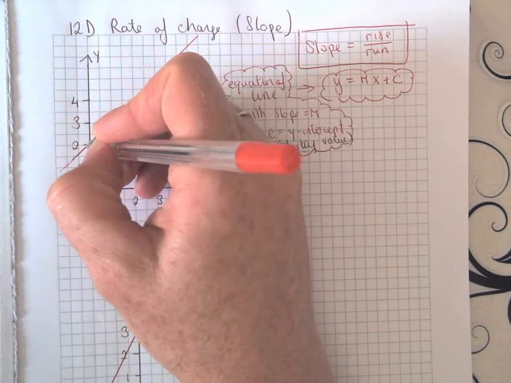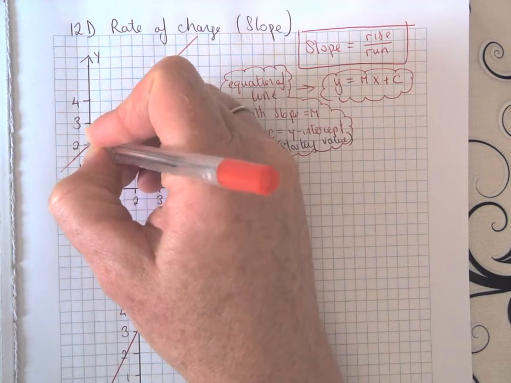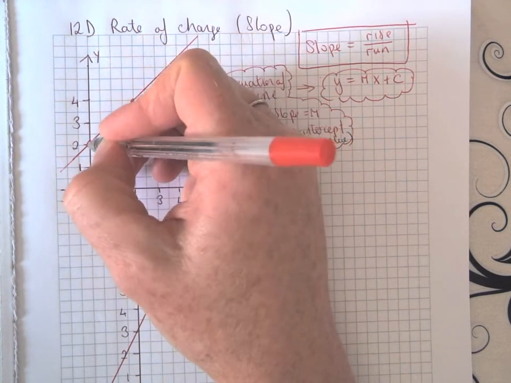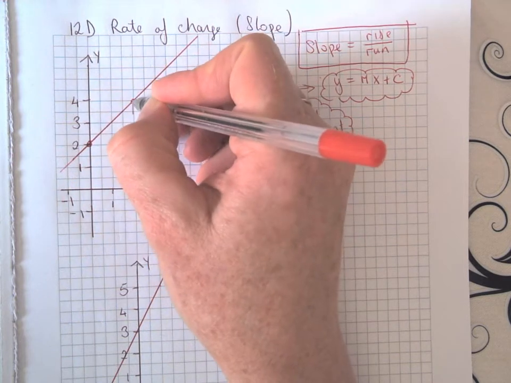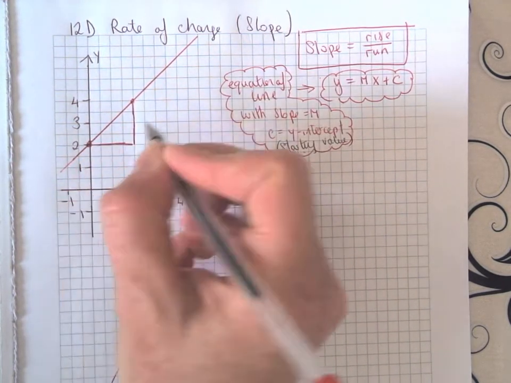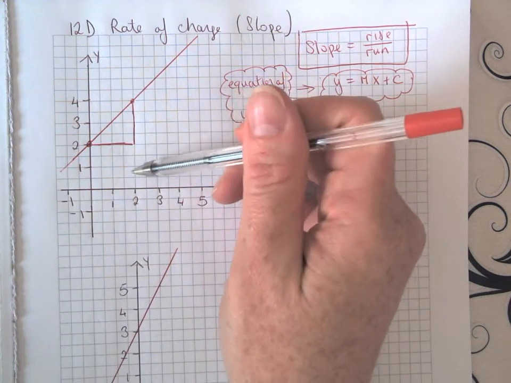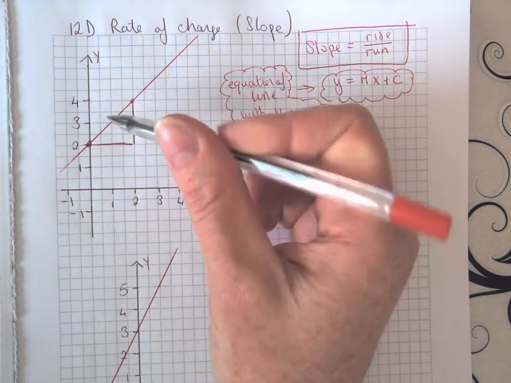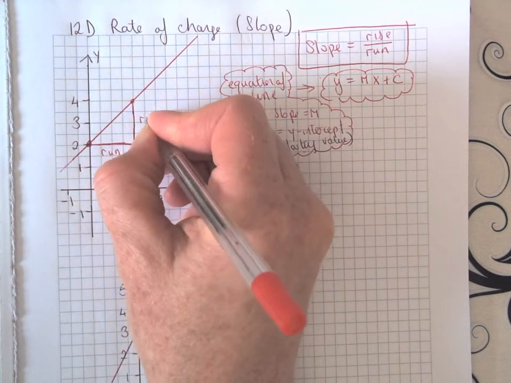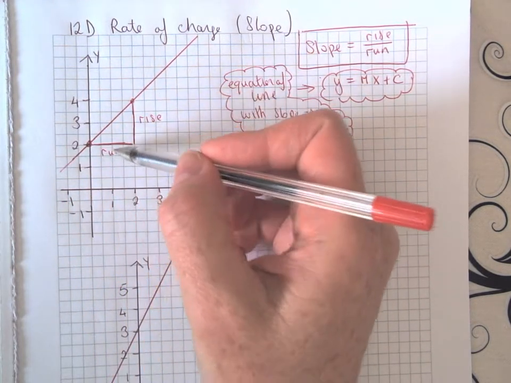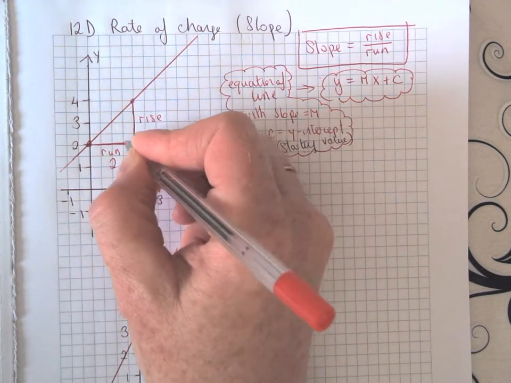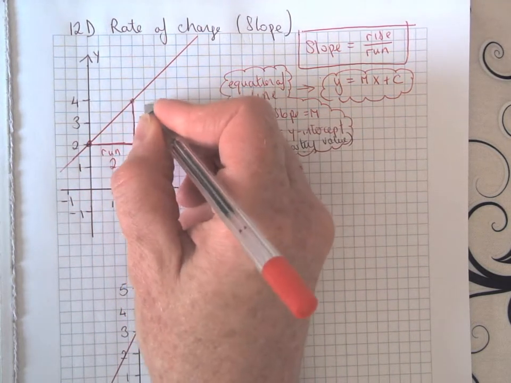So I'm going to take this point here. And then I'm going to take this point here. So that one's 2, 4 and that one's 0, 2. And what you do is you draw a little triangle. Now be careful, I've allowed 2 boxes per number. So this is called my run and this is called my rise. So my run is 2 because it's going from 0 to 2. My rise is also 2 because it's going from 2 up to 4.